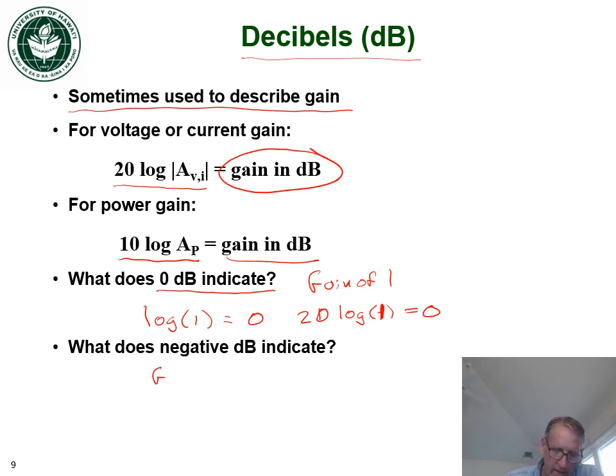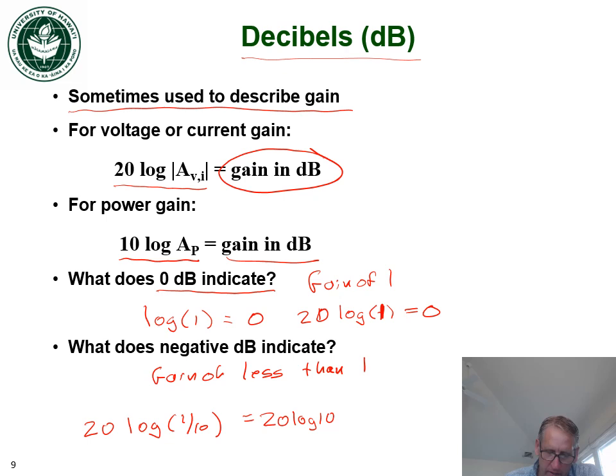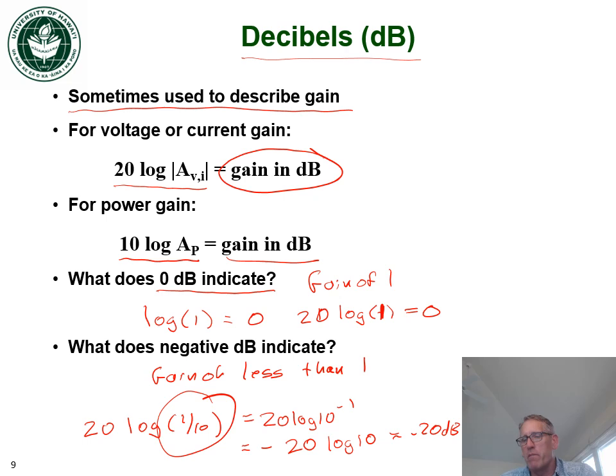Next question is, what does negative dB indicate? And this means a gain of less than 1. For example, if we have an amplifier that has a gain of 1/10, we would say in dB this would be 20 log of 1/10, which would equal 20 log of 10 to the minus 1, which would equal minus 20 log 10, which would equal minus 20 dB. So in this case, we have a gain of 1/10 or 0.1, and that corresponds to minus 20 dB of gain.